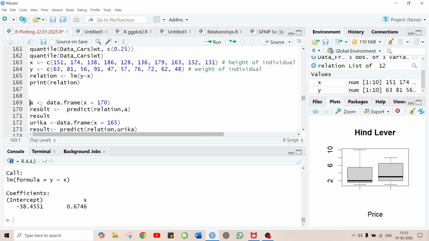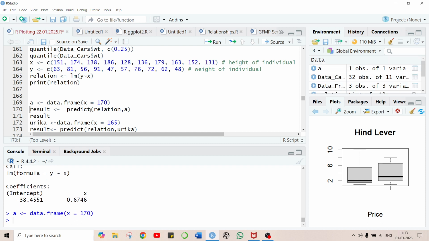Now I'm creating a data frame A for X is equal to 170. I have values 151, 174, 138, 186, 128, 136, 137, like that. I don't have 170. Suddenly an individual has come whose height is 170 centimeters. So now I will be predicting the result based on this relationship. I am creating a variable x as 170. Now I am predicting the result.